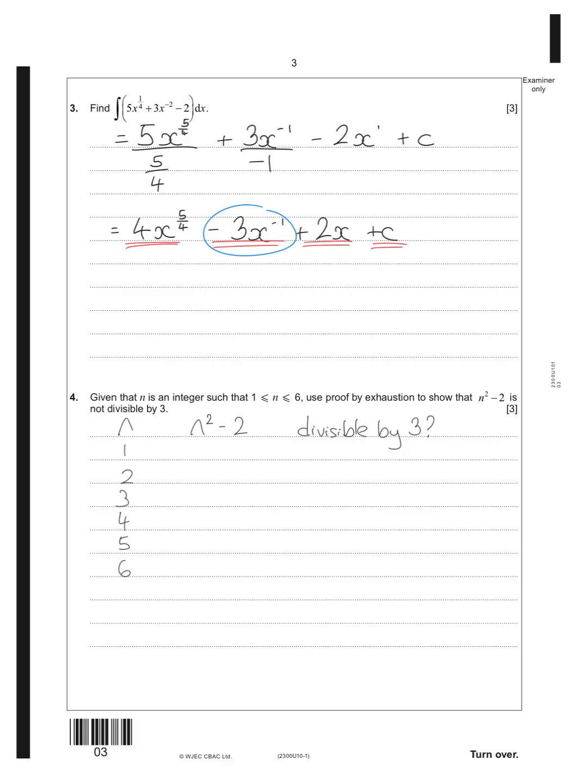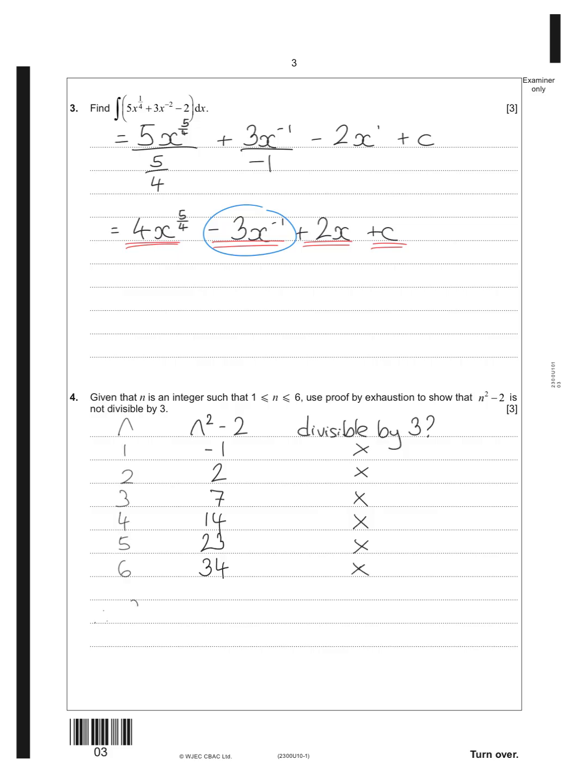So 1 squared minus 2 is going to be minus 1. 2 squared minus 2 is 2. 9 minus 2 is 7. 16 minus 2 is 14. 25 minus 2 is 23. And 36 minus 2 is 34. Well, that one's not in the 3 times table, nor is that one, nor is that one, nor is that one. No, no. Okay.